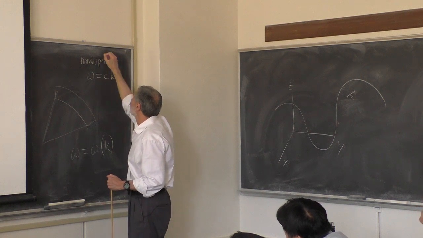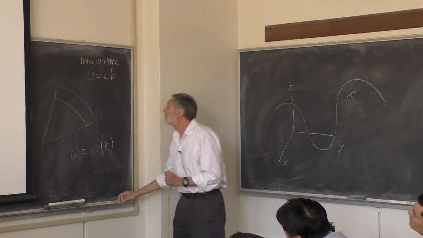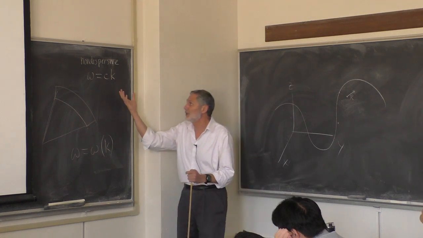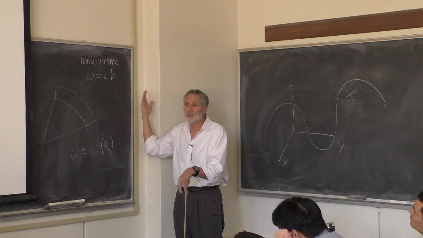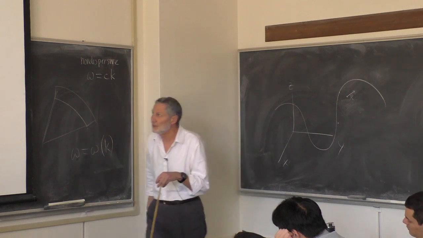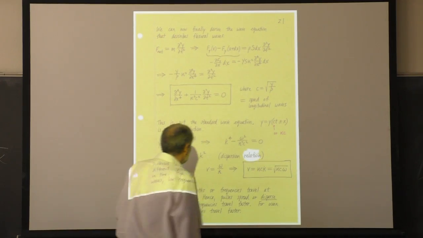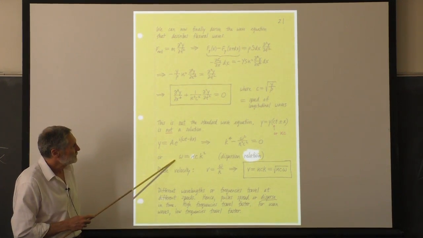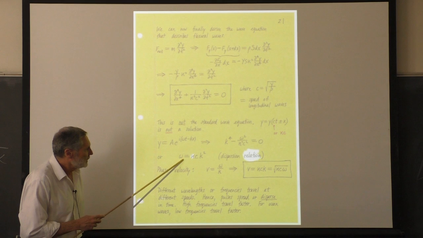Non-dispersive waves are called that because all the components, every wave in here, no matter what the wavelength or the frequency, they all move at the same speed c. We don't have that here. And the information is in the dispersion relationship, which is just gotten right from here.